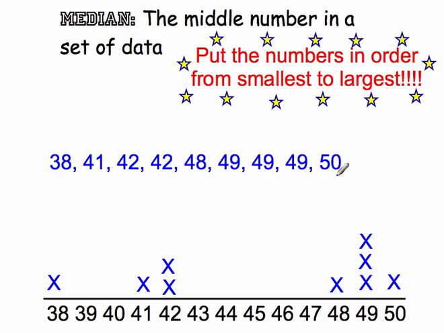This is his set of data. We have the smallest number 38, the largest number 50, and the numbers in order from smallest to largest in between. We want to find the number that's in the middle. The way that we do that is we cross off the numbers, one in the beginning, one in the end of the list, and we do that again and again, back and forth, beginning and end, until we find one that's in the middle. The median number for this set of data is 48.